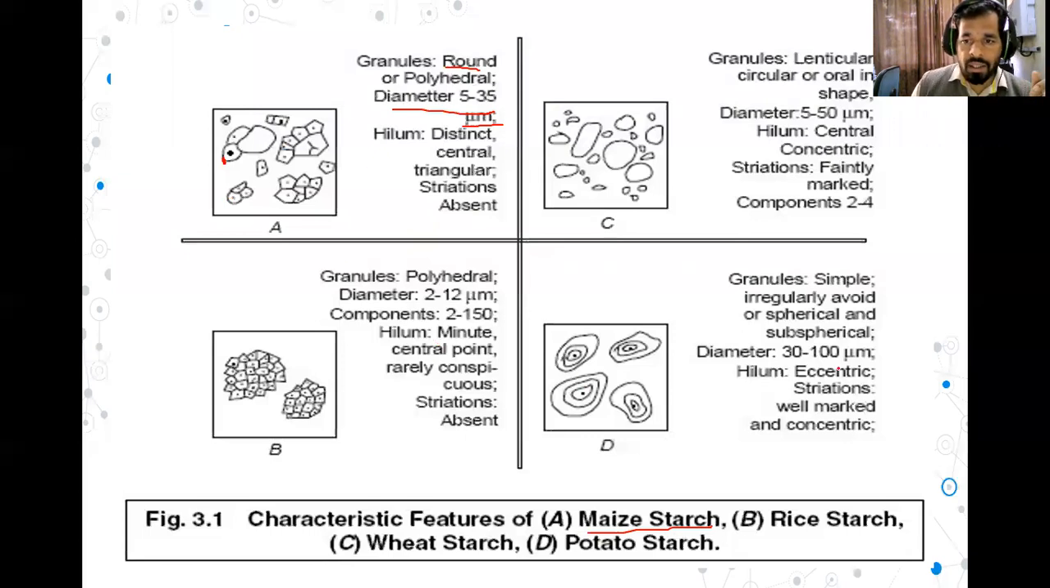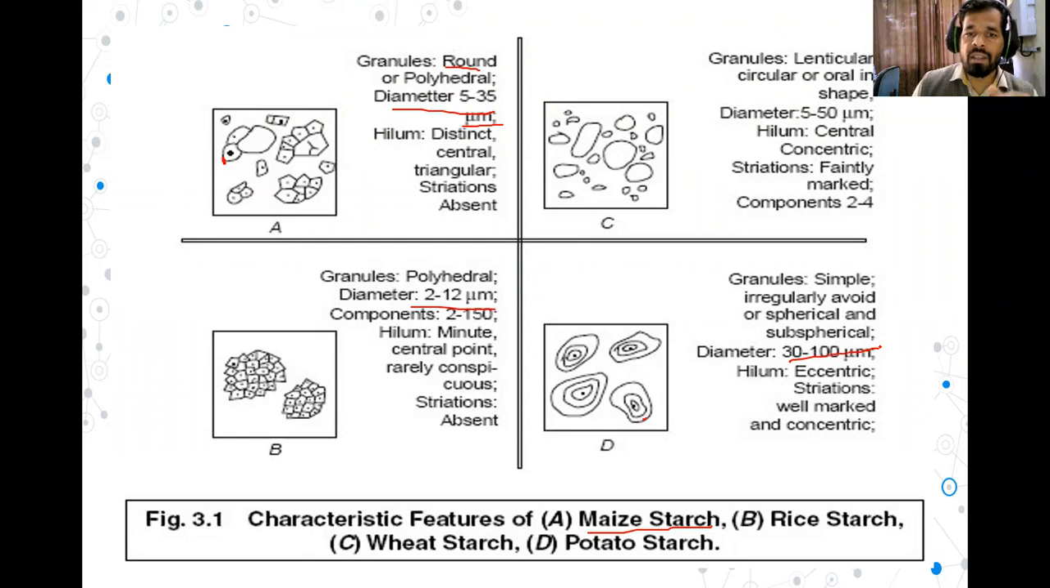As compared to that, in the case of D, potato starch, you will see the hilum here. At this point the hilum is present, and these are the striations you will see. Then the other starches are shown here. Figure B is rice starch. These starches are smaller in size as compared to A, that means maize starch.